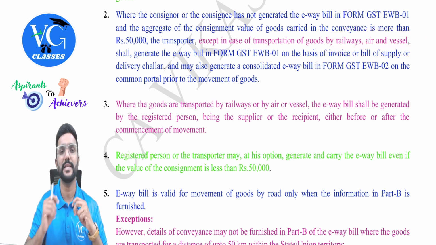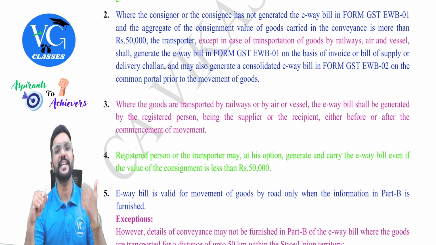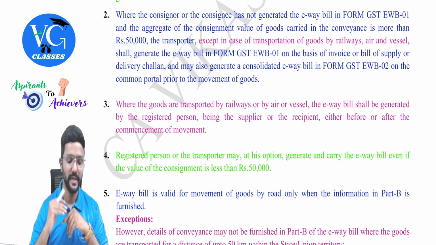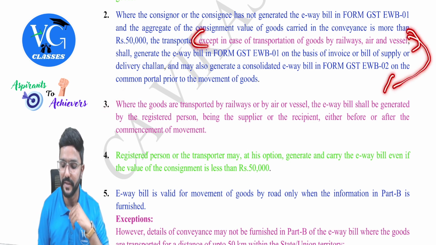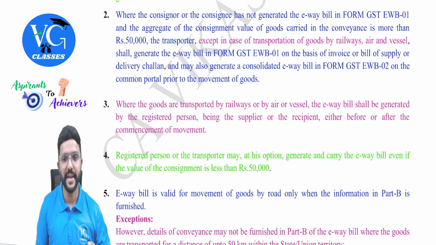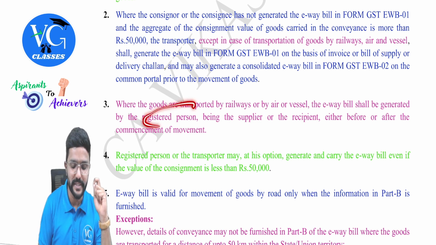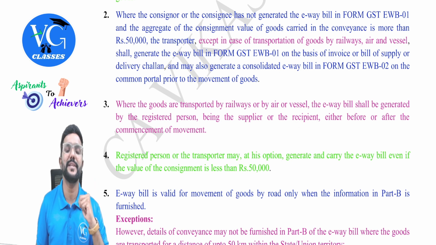But the transporter cannot generate an e-way bill with respect to transportation of goods by railways, air or vessel. If this is the mode of transportation, then the e-way bill has to be generated by the consignor or the consignee, guys. I have given that in the next point. Third one, whatever I have highlighted here: where the goods are transported by railways or by air or vessel, the e-way bill shall be generated by the registered person, being the supplier, that is the consignor, or the recipient, that is the consignee, either before or after the commencement of movement of goods.